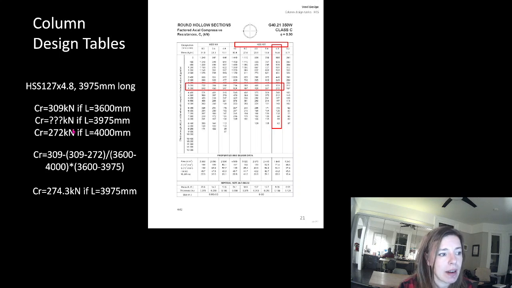Sometimes I'm lazy and I'll just take this upper value, but they've asked us for the exact value here. So CR for a column that is 3.975 meters tall has a compressive resistance of 274.3 kilonewtons. We did it. If you wanted, go use that compressive resistance calculation and see how it shakes out. It'll be really darn close to this. They didn't calculate it on this exactly. We interpolated between two values, so it'll be slightly different than this, but it'll be pretty darn close.